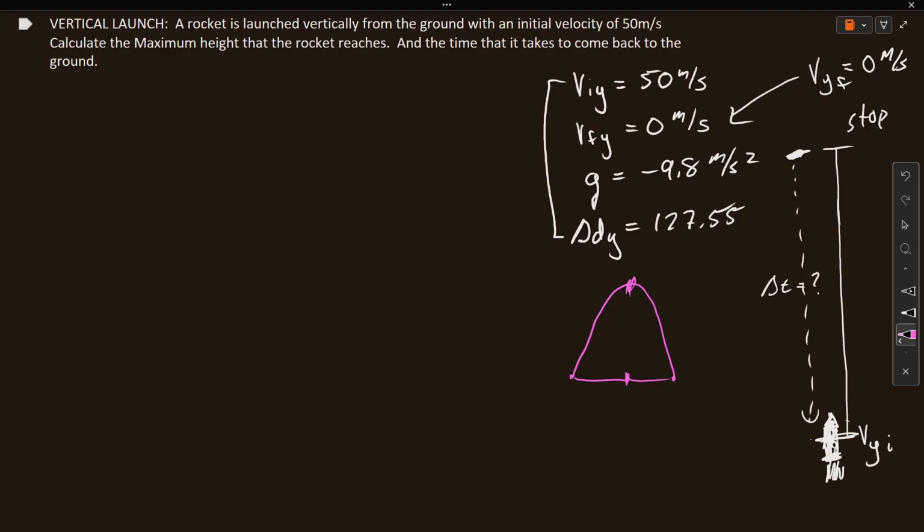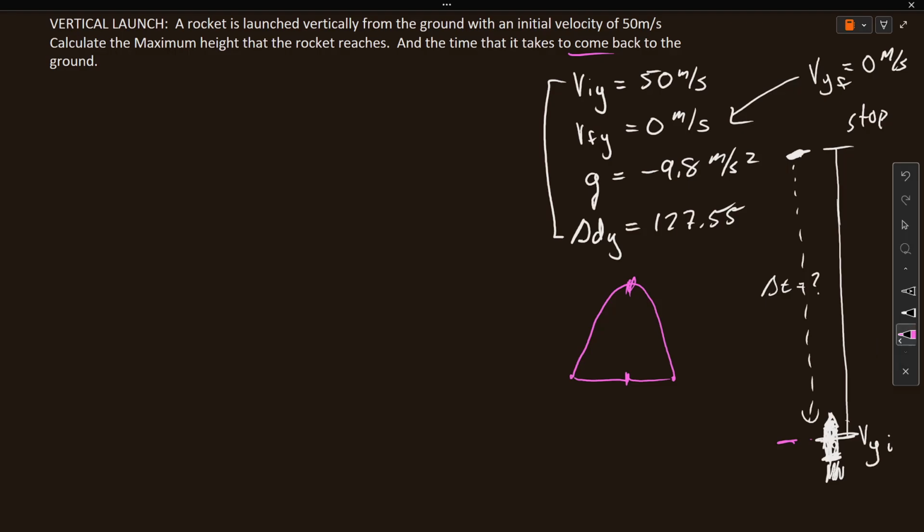Well, this is a bit ambiguous, the way that I wrote this question. Are we wanting to know how long it takes to come back to the ground from the original height, or from the ground, or from the maximum height? Actually, it's a bit of an ambiguous question. On a test, I probably wouldn't count you off if you did either one of these. Anyway, let's go ahead and solve this question.